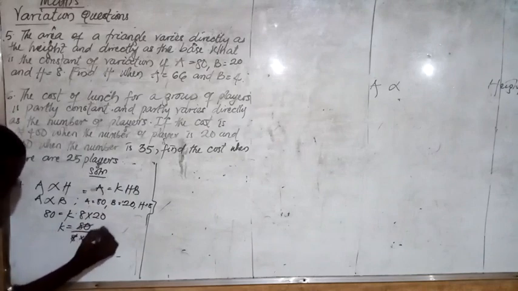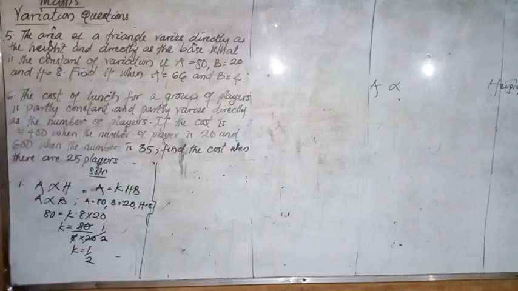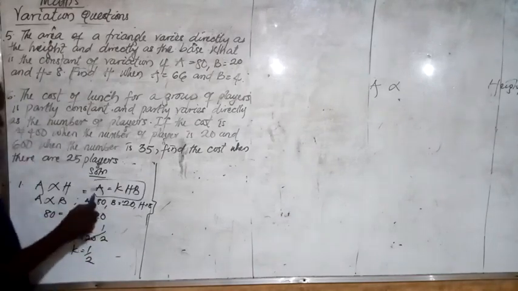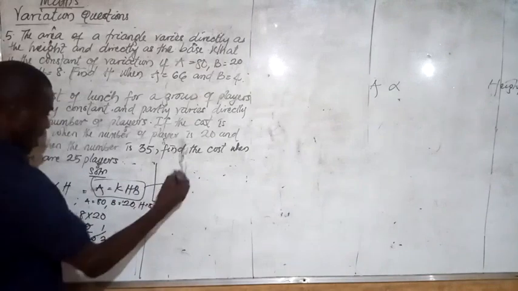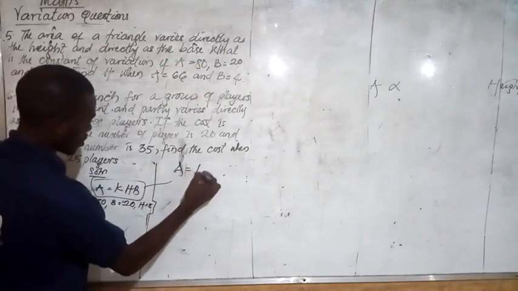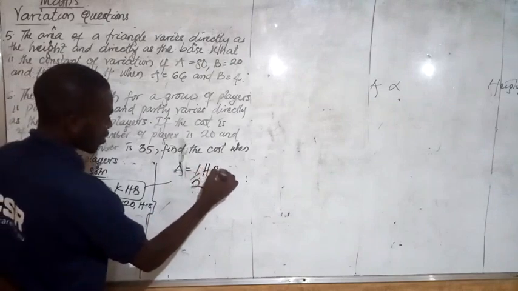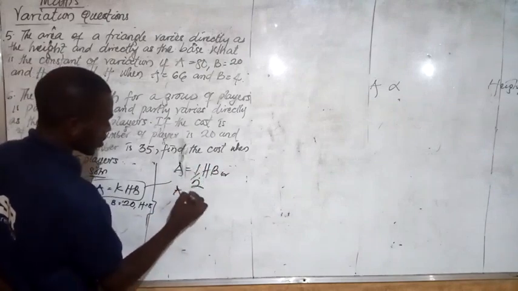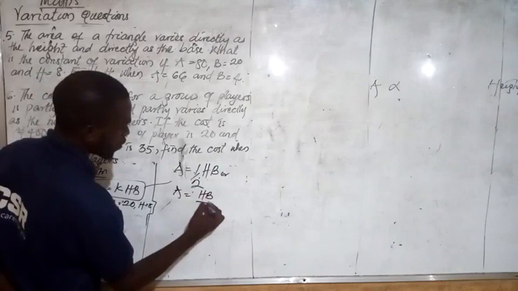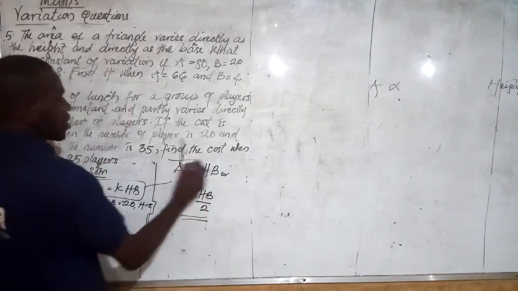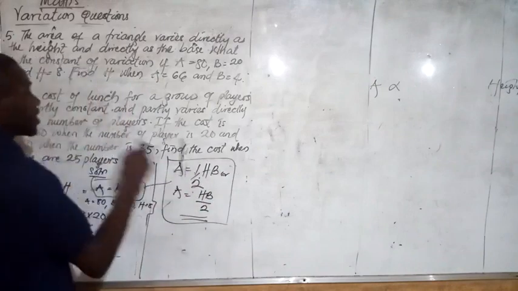So we have 1 over 2. So K is equal to 1 over 2. So it now means that this equation will be rewritten here as A equal to, since we know the value of K, we plug that in, equal to half HB, or simply say A equals HB over 2. So this is the equation driving the relationship.